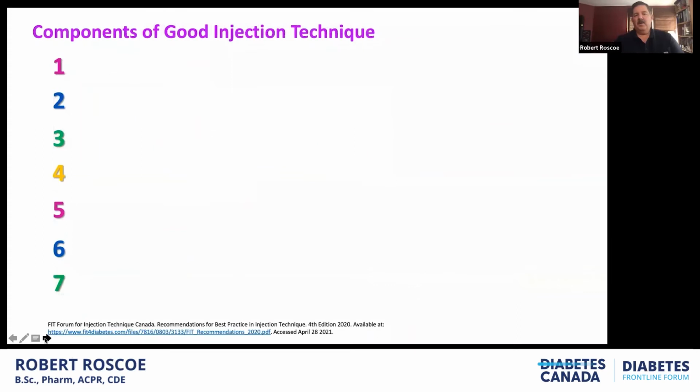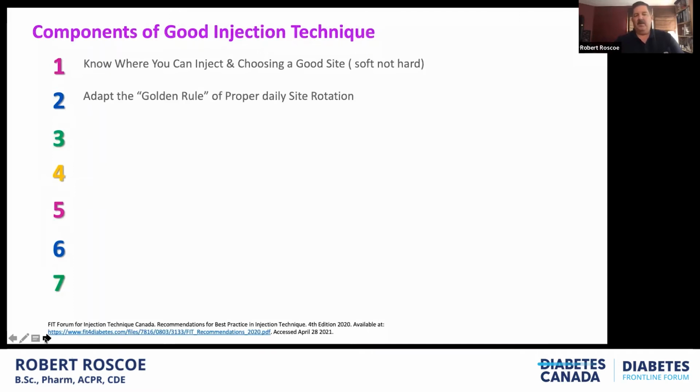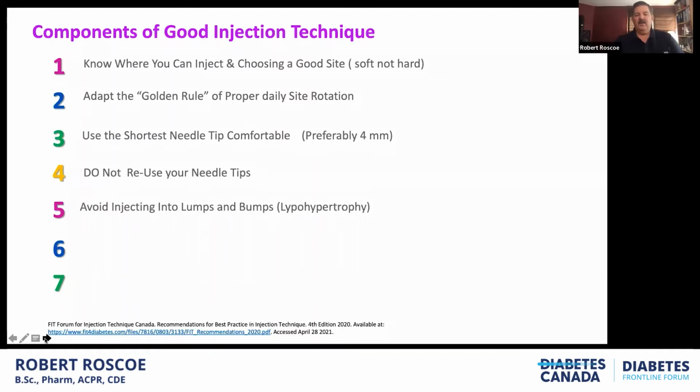So what are the components of a good injection technique? Well, know where you can inject, and choosing a good site is important. So choose a site that's soft and not hard. Adopt the golden rule of proper daily site rotation, so don't inject in the same site over and over again. Use the shortest needle possible, preferably a 4mm needle. Do not reuse your needle tips. Avoid injecting into lumps and bumps. Those are those hard spots called lipohypertrophy, to allow them to heal and go away. And again, don't push in too hard. Try to use the right amount of force.